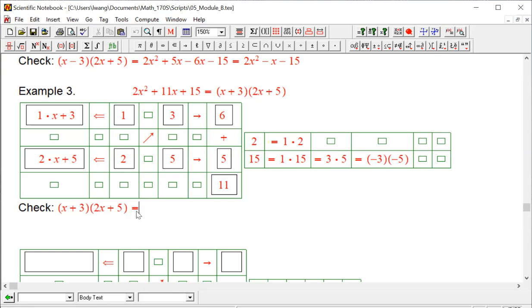So here, let's finish checking this work, right? 2x squared plus 5x plus 6x plus 15. In the end, we get 2x squared plus 11x plus 15. Perfectly factored. Okay, so let's look at another example. Okay, example number 4.